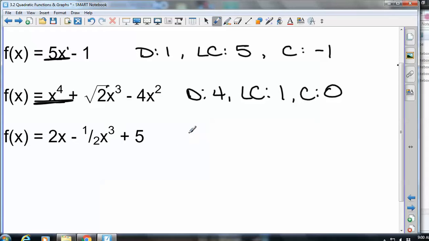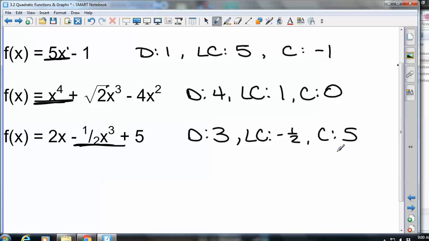Alright, last one. What is my degree? 3. It wasn't the first term, but you have to find the highest exponent, so 3. Leading coefficient of that term is 1/2. Constant, 5. Alright, so do we understand what degree, leading coefficient, and constant mean?